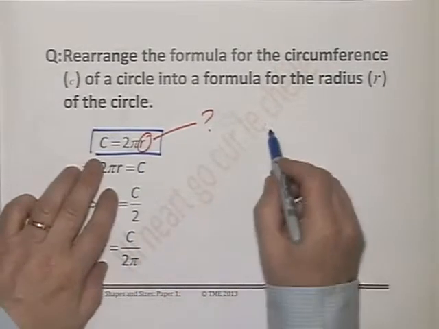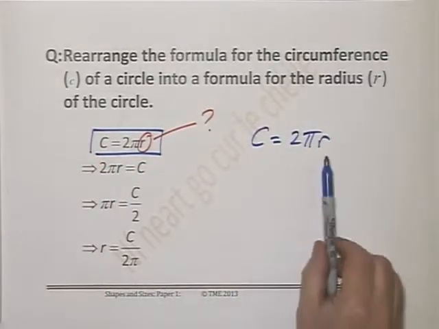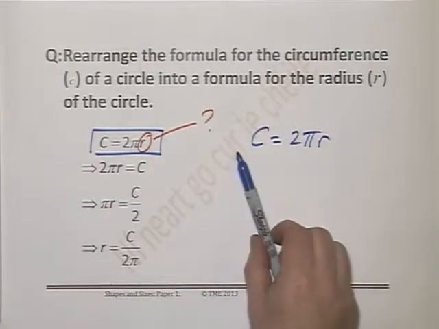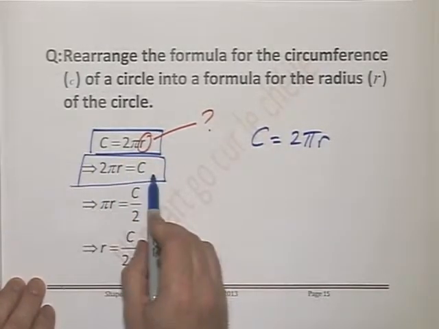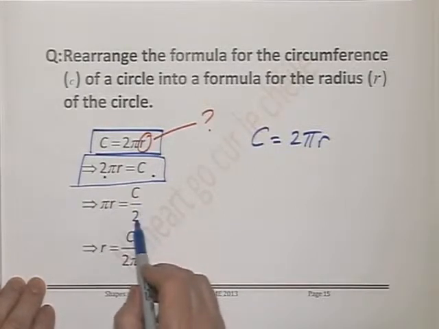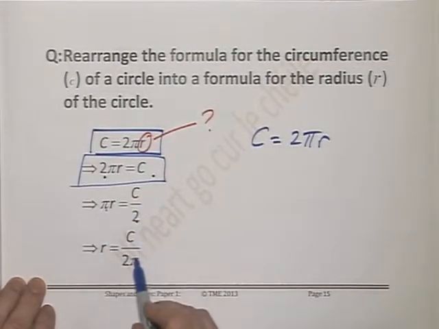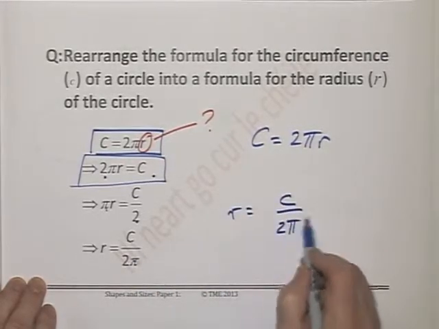So, C is equal to 2 pi r. I don't like this on the right-hand side. I'm going to turn it to the left-hand side. So the first step is 2 pi r is C. 2 is a multiplier. I'm going to divide by 2. Pi is a multiplier. I'm going to divide by pi. So r is equal to C over 2 pi.